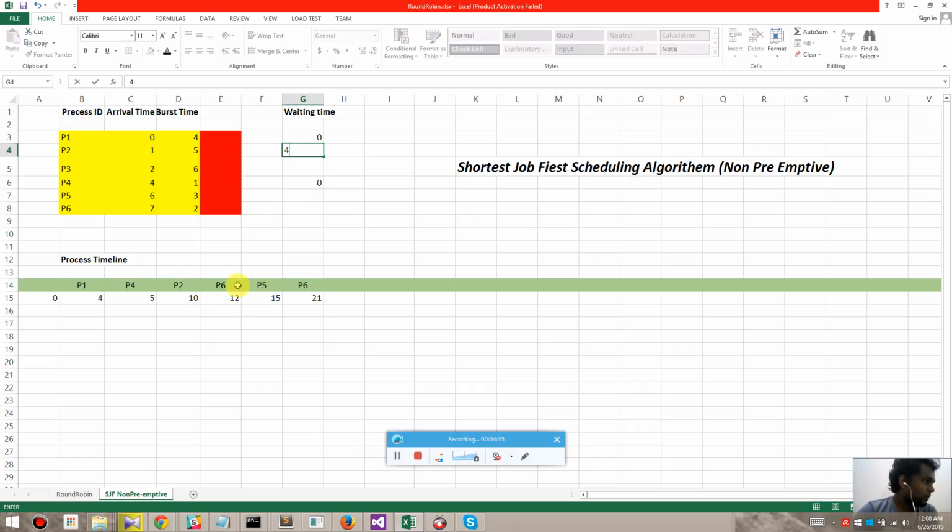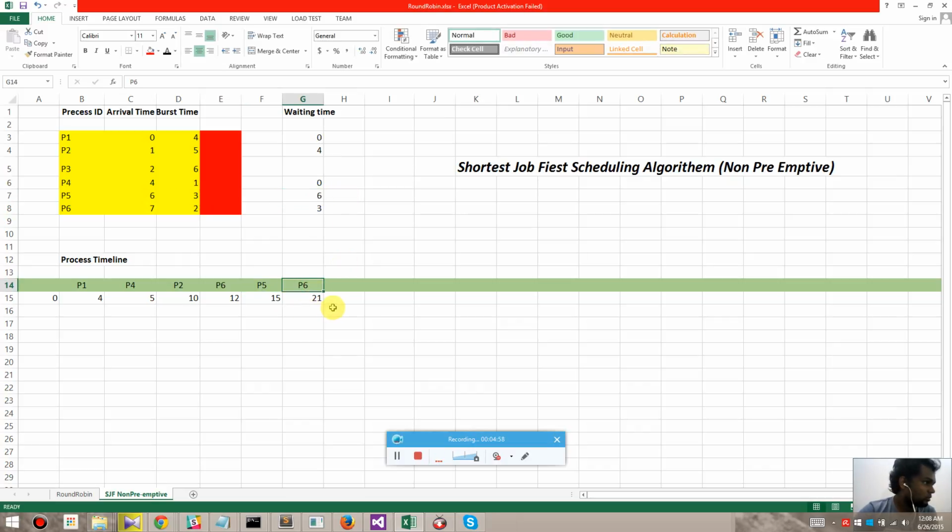And P6, let's see, P6 start time is 10, and arrival time is 7, which means it had to wait for 3 time units. And P5 start time is 12, and arrival time is 6, which means it had to wait for 6 time units.